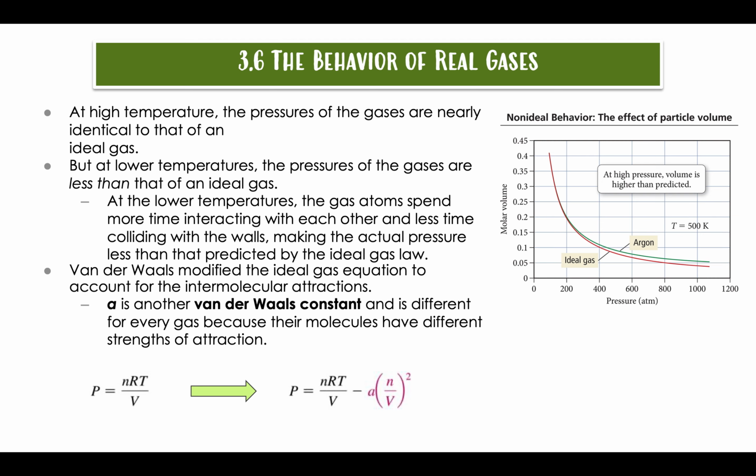So van der Waals modified the ideal gas equation to account for these intermolecular attractions. a is another van der Waals constant and is different for each gas, again, because their molecules have different strengths of attraction. So he modified it so that to find the pressure, we take P equals nRT over V minus a, that van der Waals constant, because this has to do with the pressure of the gas, not the volume. And then n is the number of moles divided by volume, and that's squared.